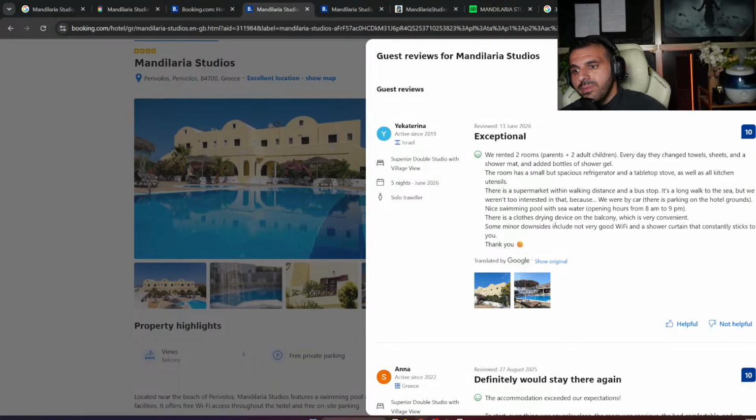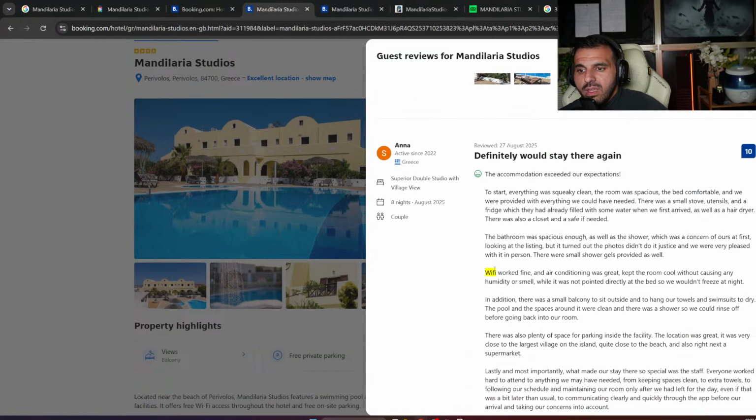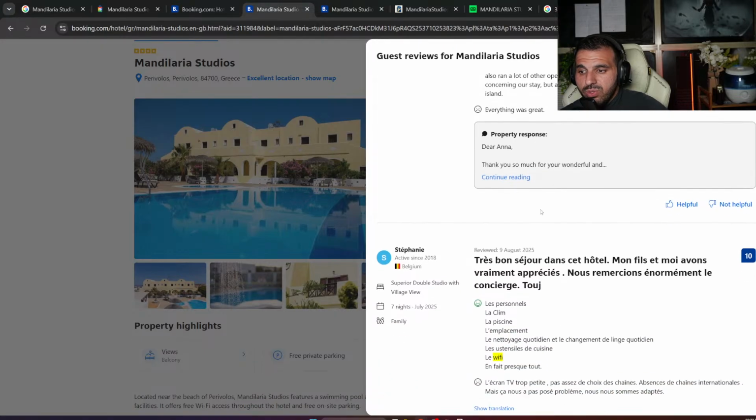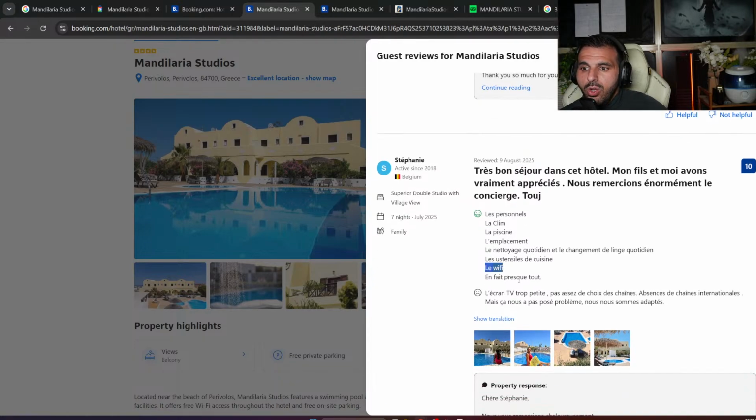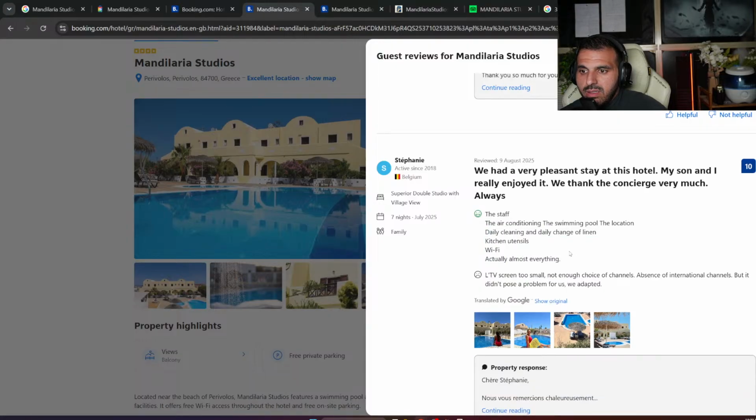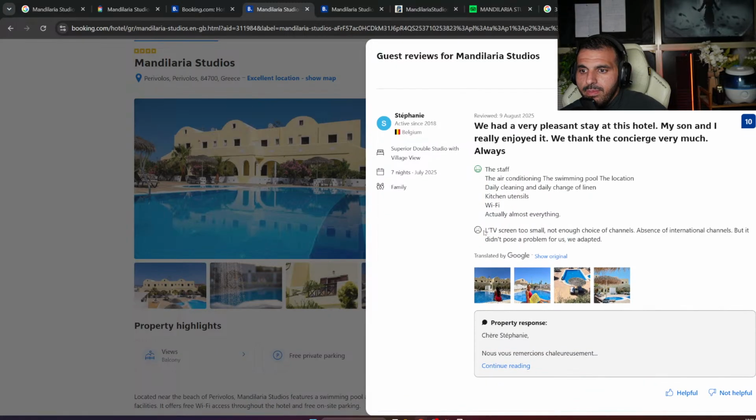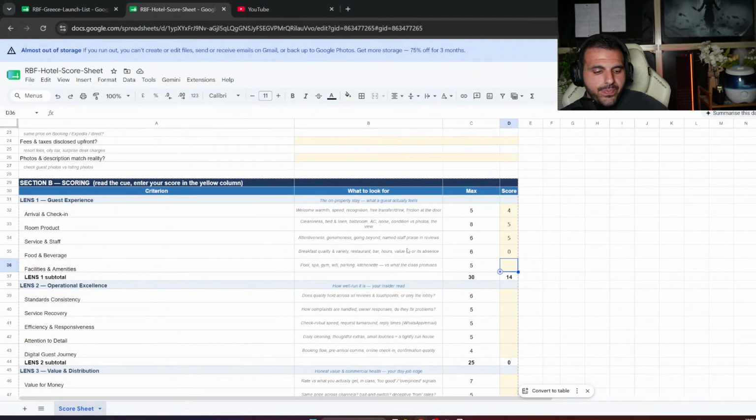Not very good Wi-Fi. Some minor downsides include not very good Wi-Fi. Wi-Fi worked fine, not excellent. We have Anna from Greece, although she gave them a 10 out of 10. 9th of August 2025, from Belgium, we have Stefan or Stephanie: low Wi-Fi, which is good, I think. TV screen too small, not enough, and so on. Okay, we'll go over here with a 2.5 out of 5.